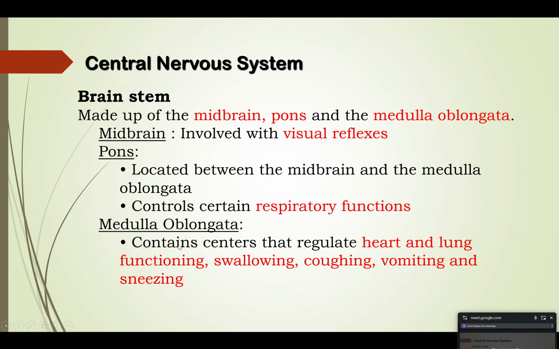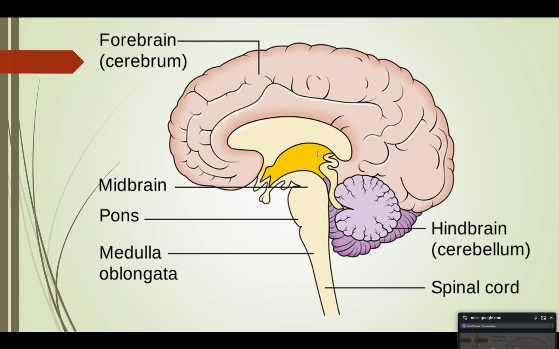And the medulla itself is the center that regulates heart rate, lung functioning, swallowing, coughing or the cough reflex, vomiting, and also sneezing. So the medulla oblongata is able to do that: heart rate, lung functioning, swallowing, coughing, vomiting, and sneezing. Pons, certain respiratory functions. Midbrain, visual reflexes.